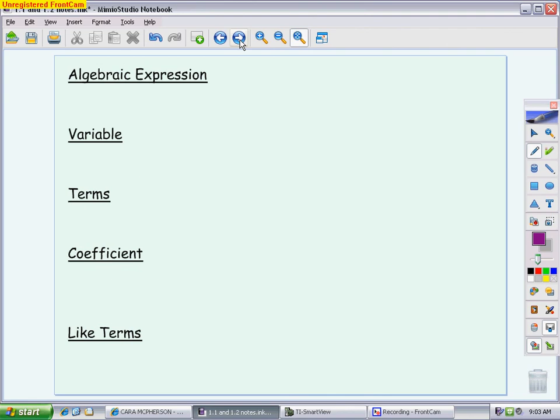Next thing we have are some algebraic expressions. We've got some different definitions, and I'm not a big fan of huge definitions. I like to keep things short and sweet. So when you're looking at the first thing, the algebraic expression is just like the numeric expression with the exception of one thing. It has variables. It still has everything else we talked about. It still has numbers. It still has operations. It still does not have an equal sign.